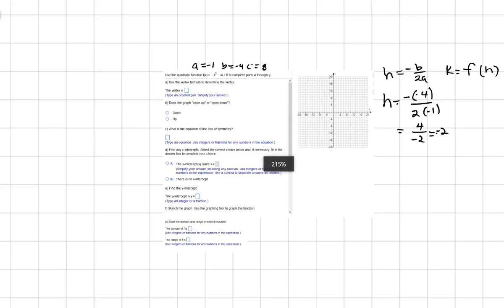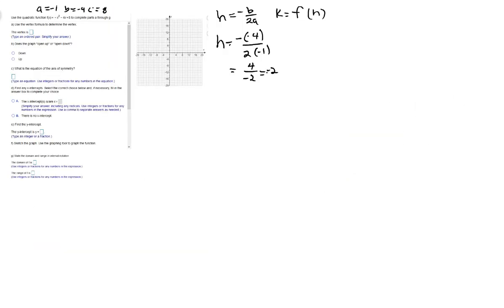Let's find the y-coordinate of the vertex. We're going to substitute the -2 into the function f. So k is going to be f of -2. That's -(-2) squared minus 4 times -2 plus 8.